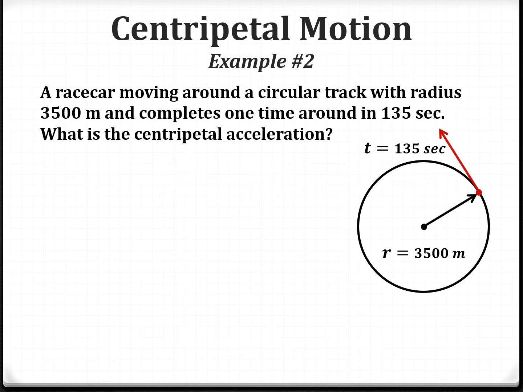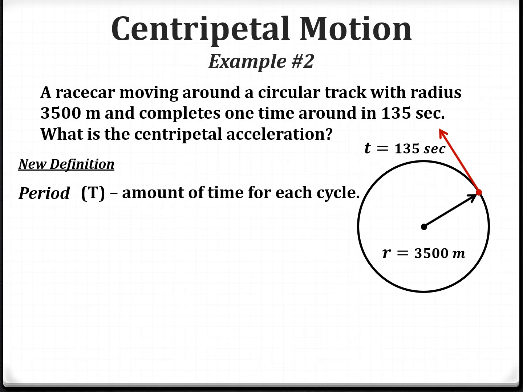A race car moving around a circular track with a radius of 3,500 meters completes one time around in 135 seconds. So what is the centripetal acceleration here? Now we have the radius given, but not the velocity. But something to note here is the definition of a period is the amount of time it takes to complete one cycle. Now think about a circle. For the period, the amount of time it takes to complete one cycle, what do you think the distance is to complete one cycle?